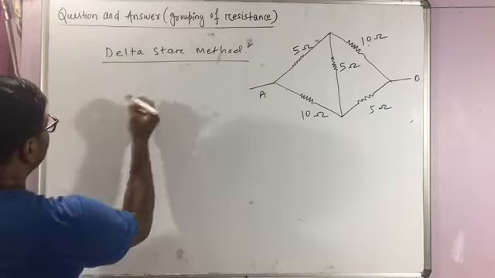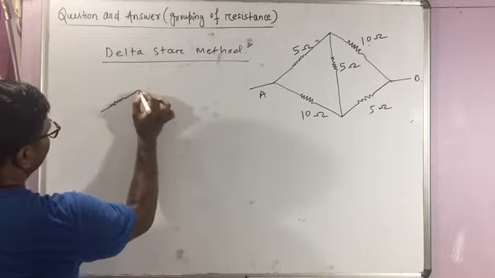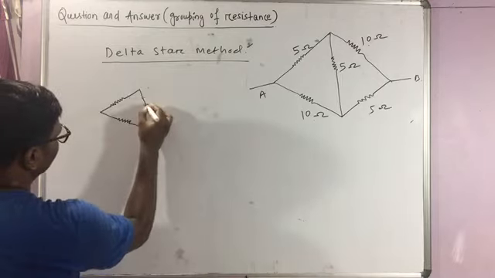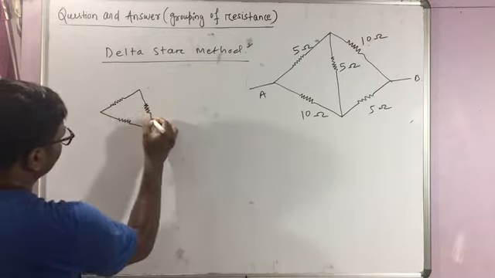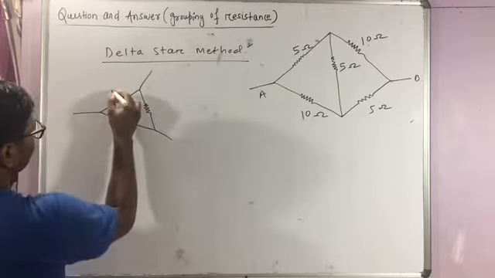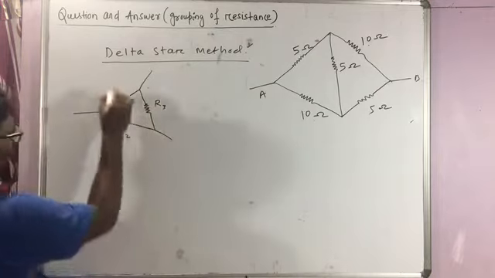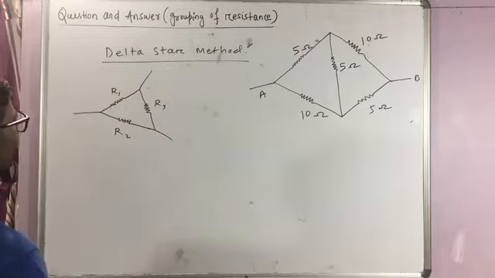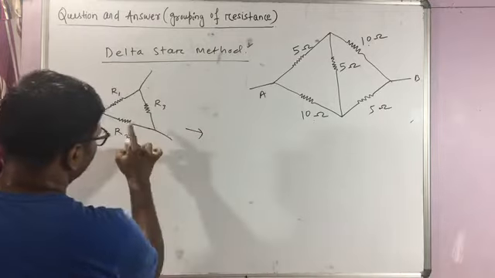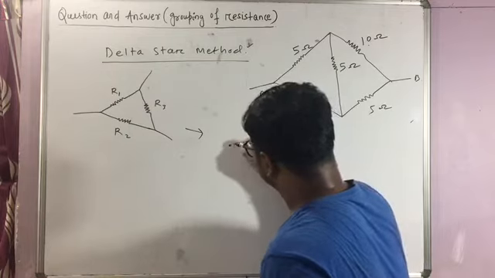So let us understand what the delta star method is. A delta mesh corresponds to a mesh like this, in the form of a delta, if three resistances are connected like this. Suppose this is your resistance R1, this is R2 and this is R3. They are connected in this manner in terms of your delta. Then this delta combination can be replaced by a star combination like this.